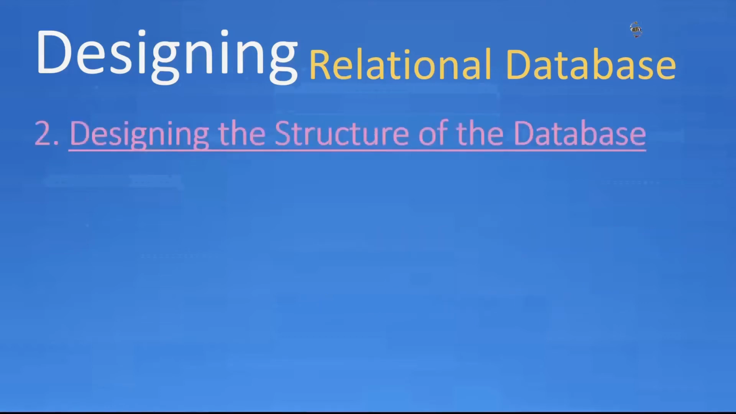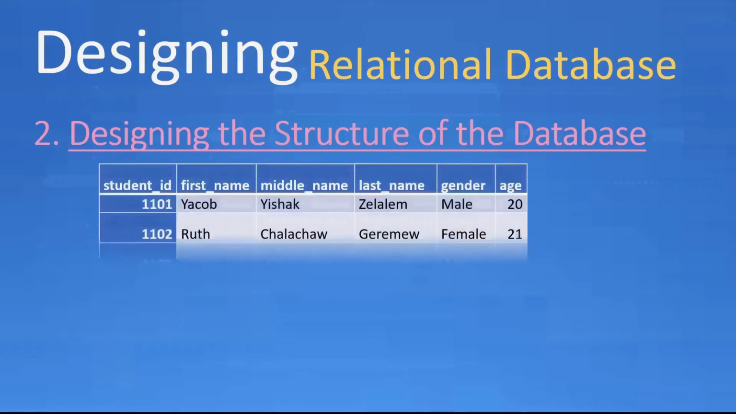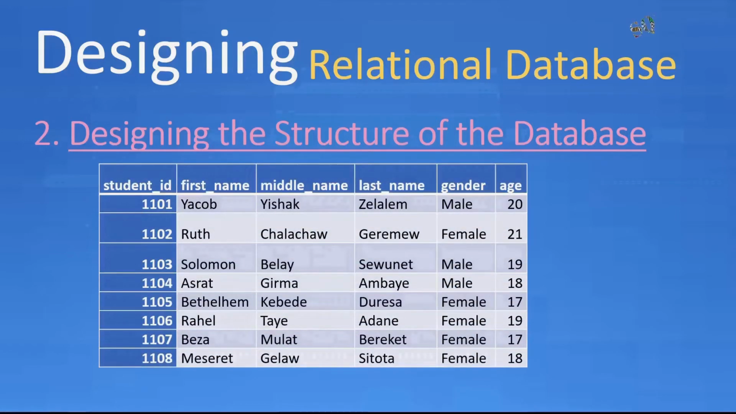After the requirement analysis is completed, we will design the structure of the database. A relational database stores data in tables. So first we will identify which tables the database will have. To identify these tables, we can use the requirement analysis document that we have completed.